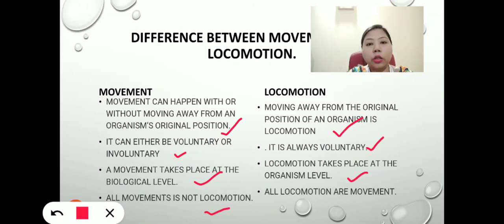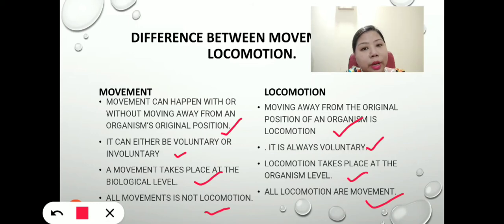You are not taking your copy and walking while you are writing. You are not doing that. You are sitting in one place and you are writing. That means your hands are moving, but locomotion is not taking place. So all movement is not locomotion, but all locomotion is movement.